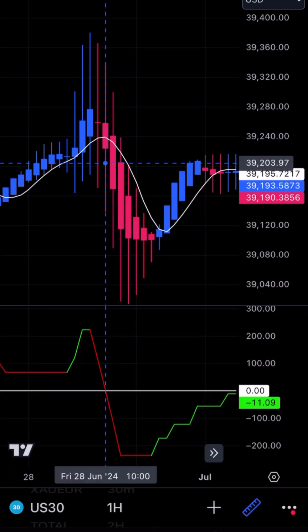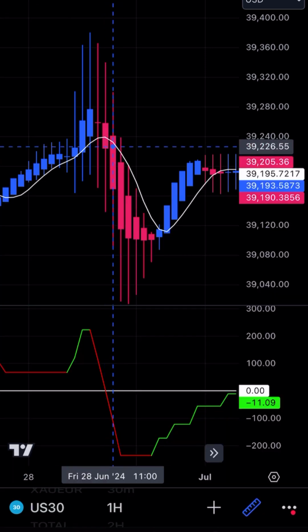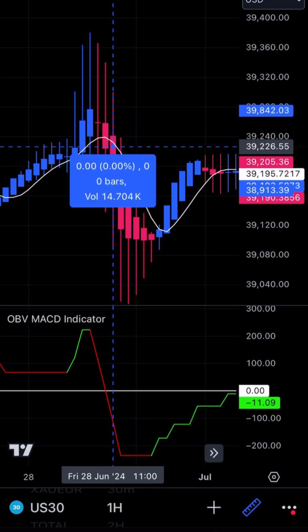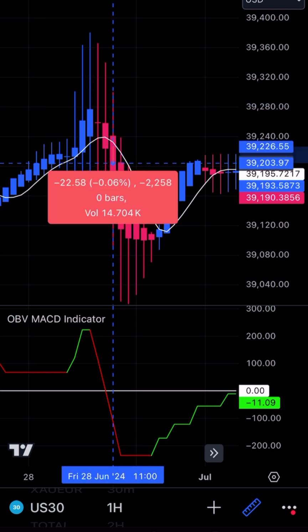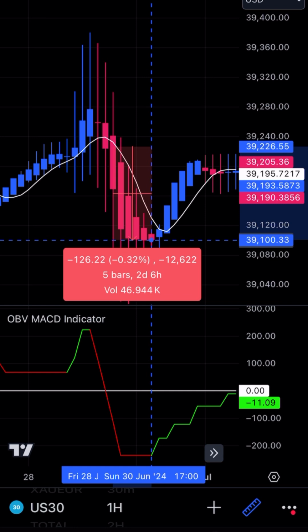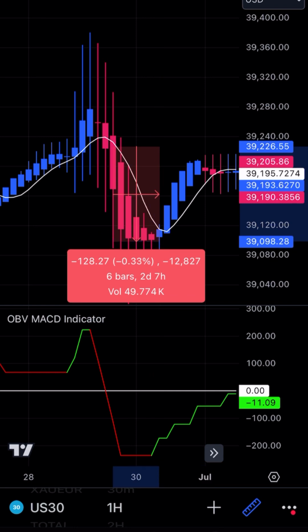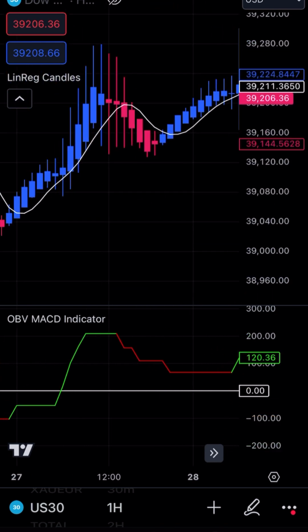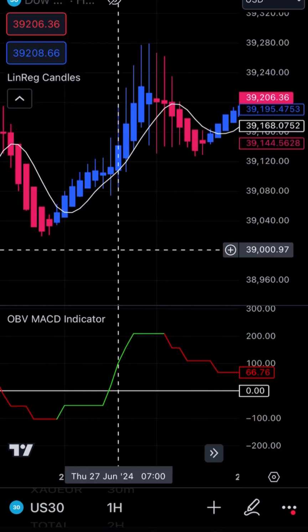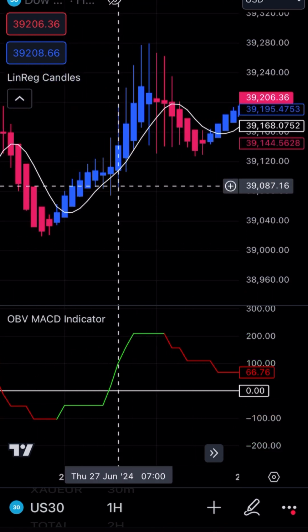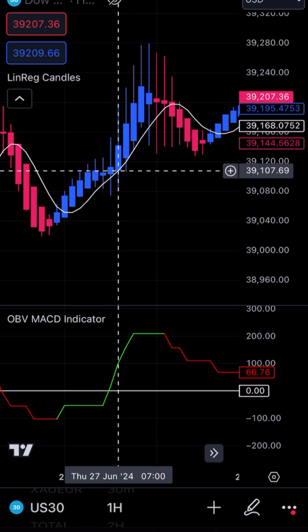What we want to look for on the hour, same thing, crosses on the MACD here, and we see that happening right about the same time. So this is a good trade. So this is about $128 in 2 days, right there. So right here where it crosses again.